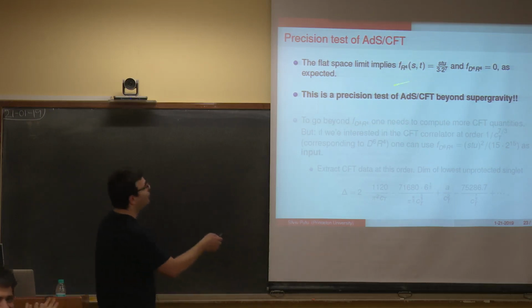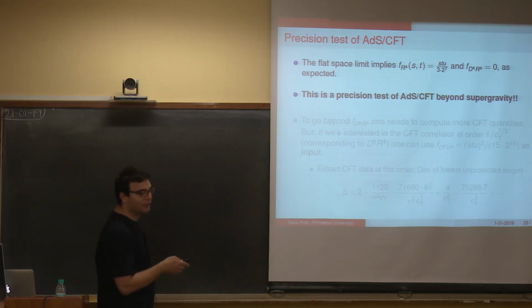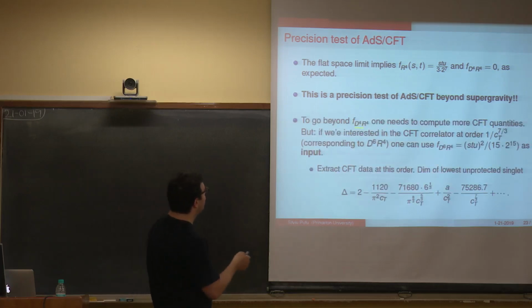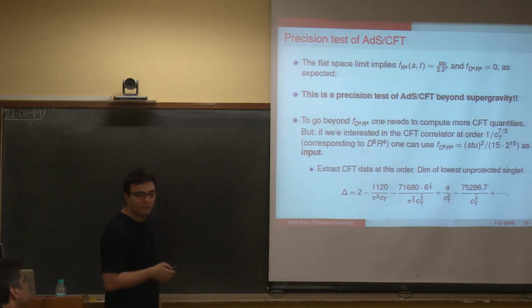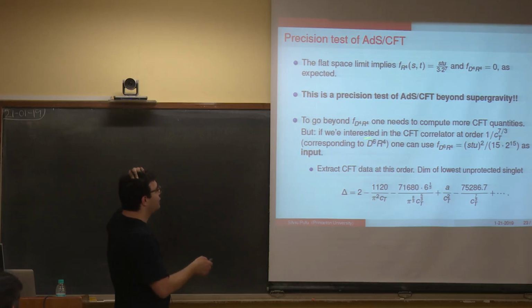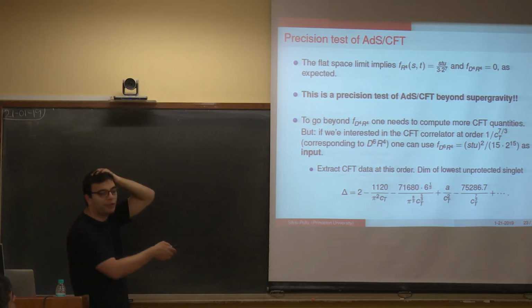Okay, so the fact that we reproduce these things is a precision test of AdS/CFT beyond supergravity. To go beyond D to the 4 R to the 4, one has to compute more CFT quantities. But if we're interested in the CFT correlator, what we can do is use the extra piece of information that we know. We know what D to the 6 R to the 4 is, and we can use that as input to determine the CFT correlator at the next order, at 1 over CT to the 7/3.